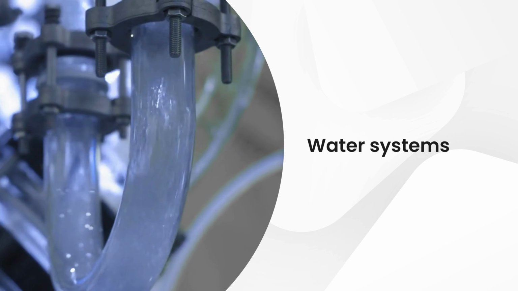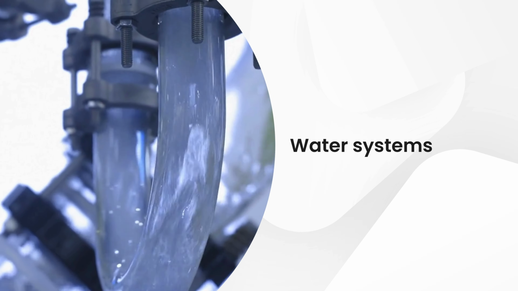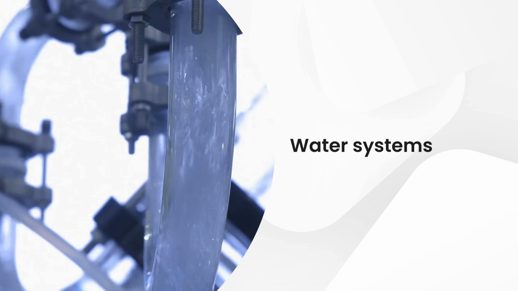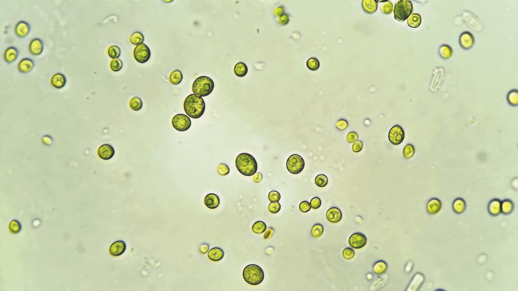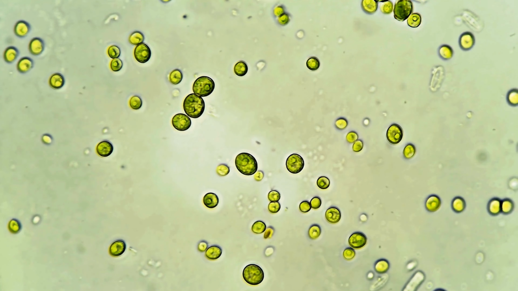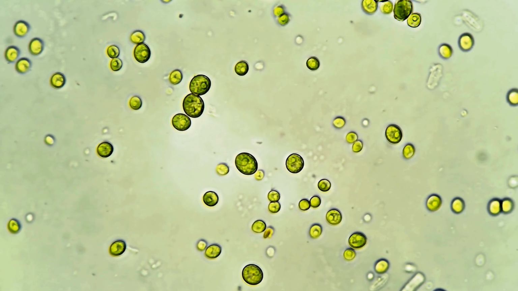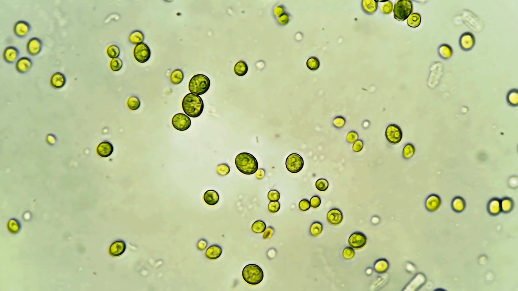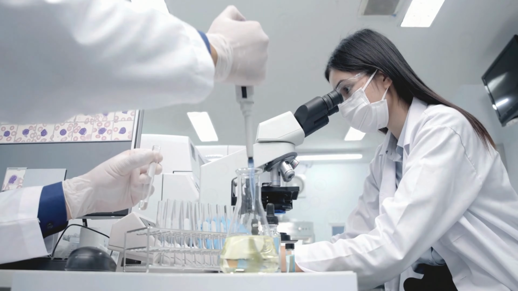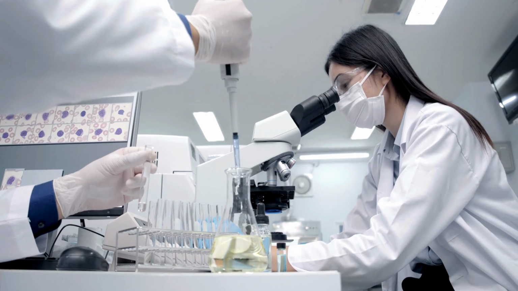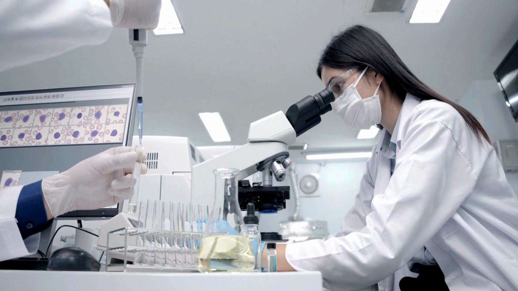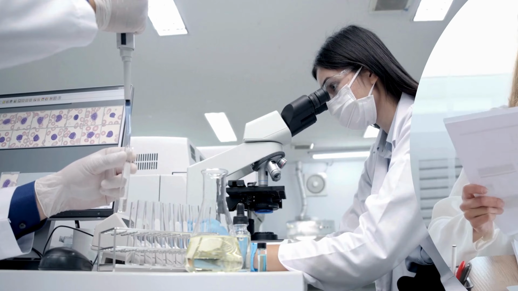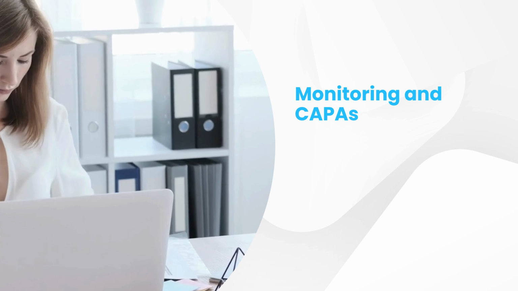6. Water systems. Contaminated water sources. Water used for cleaning or in processes can be a source of bacterial contamination if not properly treated and monitored. Biofilm formation. Bacteria can form biofilms within water systems, making them resistant to disinfection and a continuous source of contamination. Stagnant water. Allowing water to stagnate in pipes or equipment can promote microbial growth.